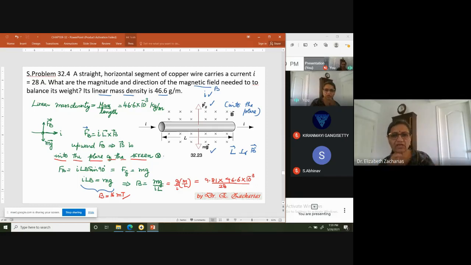Similarly, the minute we come to current also, you need to know how to use your right hand rule. Similarly in the velocity selector, you need to use the right hand rule. So the right hand rule is going to be very, very important all through magnetism. In the Hall effect also, we are looking at the right hand rule.